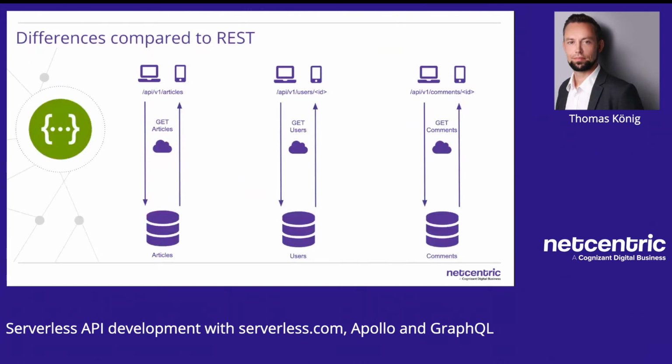In REST, we would first call, on the left side, the articles endpoint and get 20 articles. And in the worst case, each article has been written by 20 different users. Then we have to send 20 further requests against the user endpoint to get the names of the users, and then 20 further requests to get all the comments for your articles. Of course, this highly depends on how you slice your resources. And this is, of course, a bit of a worst case scenario, but I think you get the idea.